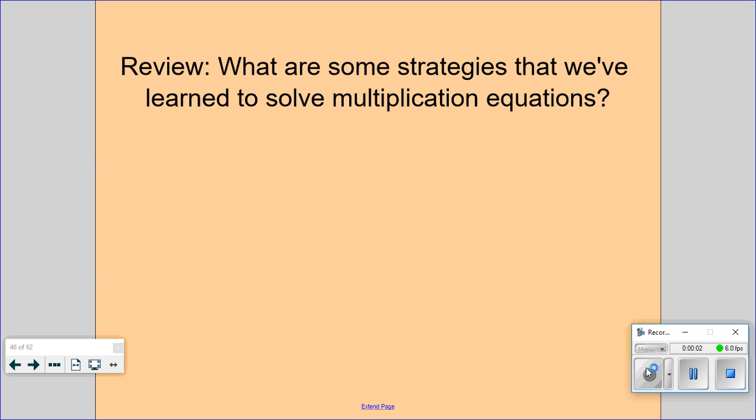Here are some strategies that we've learned to solve multiplication equations. We started talking about these strategies yesterday, but what are some strategies that we've learned? Miranda? Break apart. This is my favorite strategy because it lets me change a hard multiplication problem into an easy one.